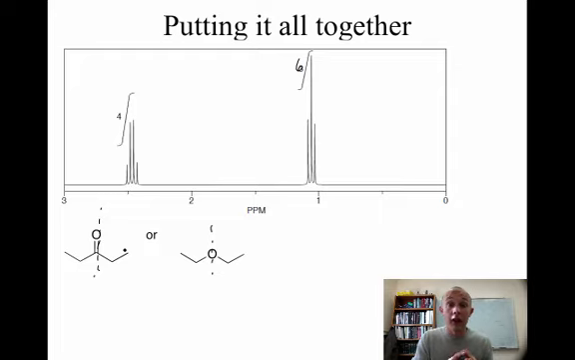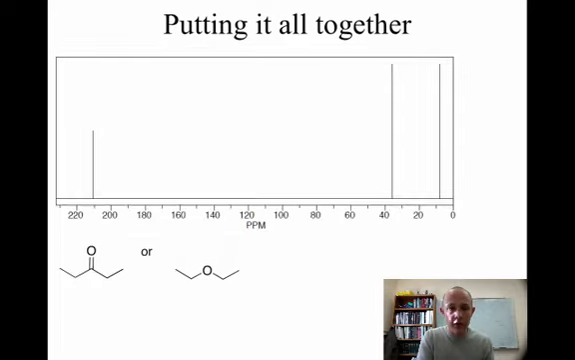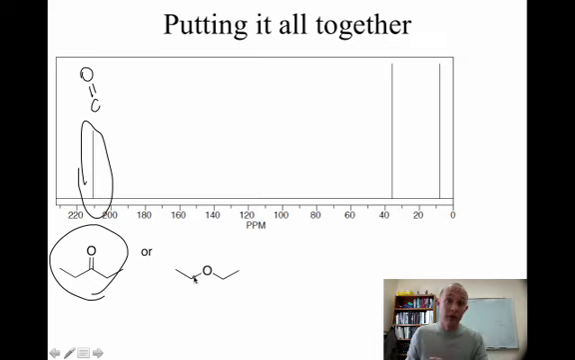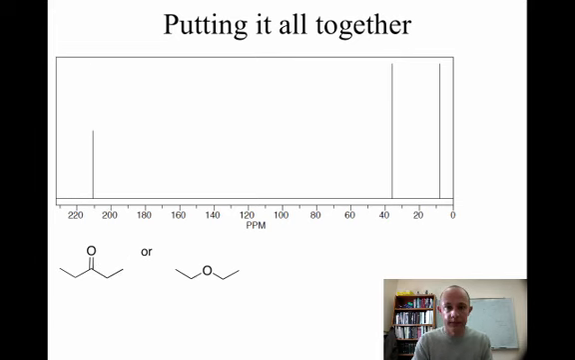Well, the way to do it is to take a carbon NMR, right? So if we take a carbon NMR, notice that in this particular case we have 1, 2, 3 peaks, and notice that one of the peaks is here in the carbonyl range. So this molecule must be diethyl ketone and not diethyl ether. So we can put together information from proton and carbon NMR to solve more complicated problems.